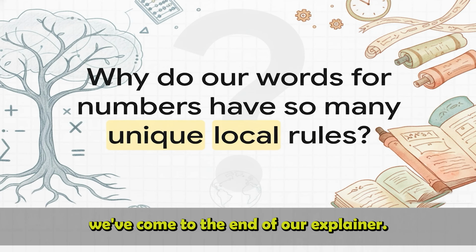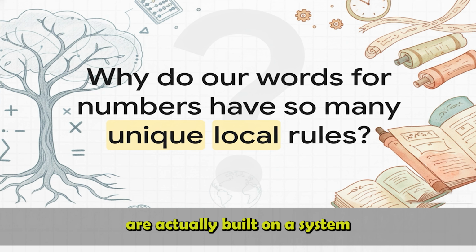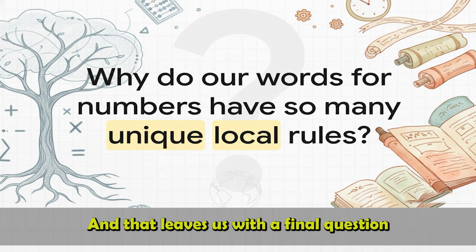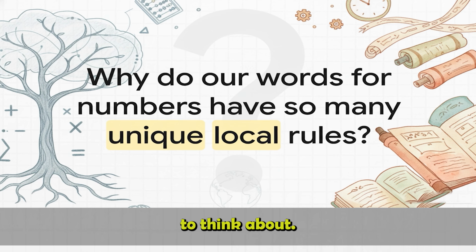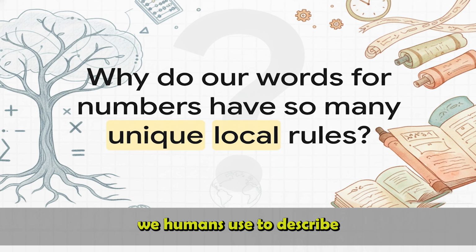And just like that, we've come to the end of our explainer. We've seen how English numbers, which might seem random at first, are actually built on a system of pretty simple, repeatable rules, with just a few key exceptions to remember. And that leaves us with a final question to think about. Numbers themselves are a universal concept, right? A language of pure logic. So isn't it interesting that the words we humans use to describe them are so full of unique local rules, all shaped by our own history and culture? It's a fascinating look at how language works.